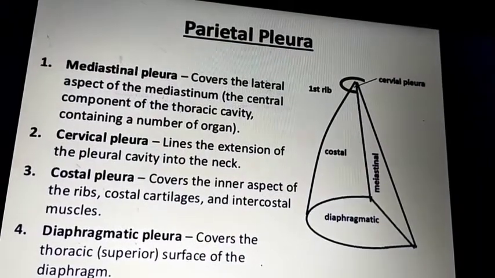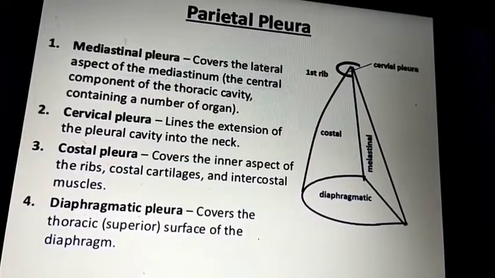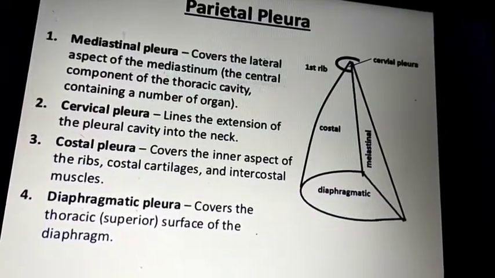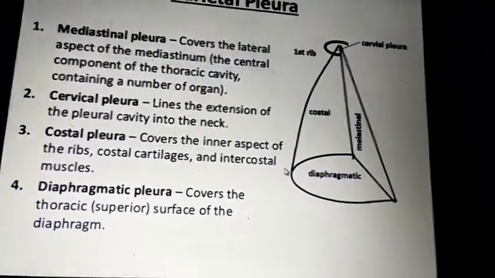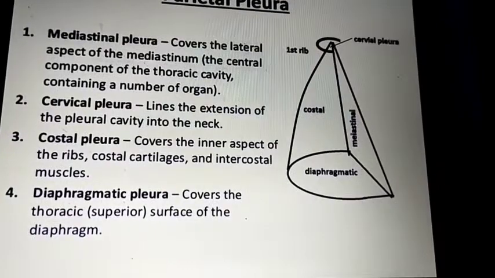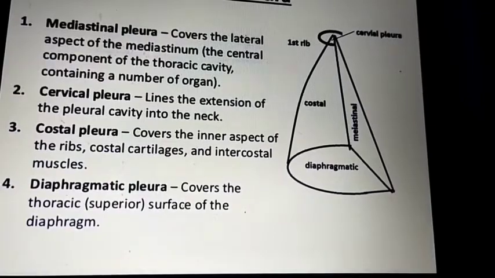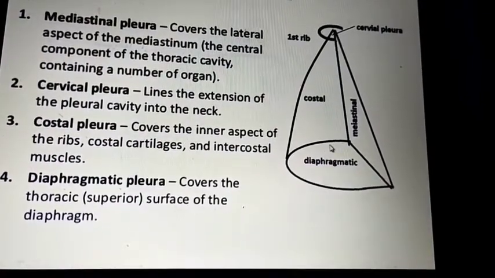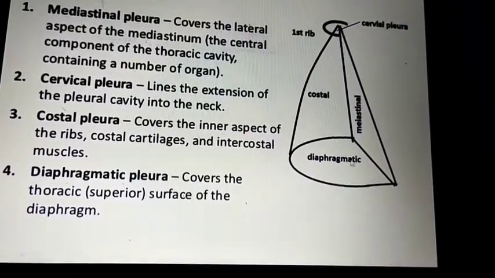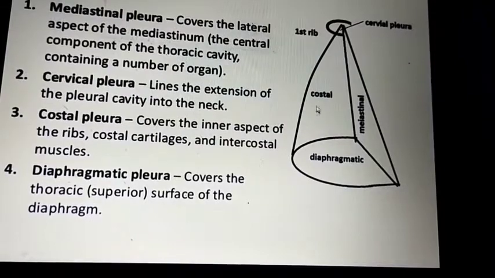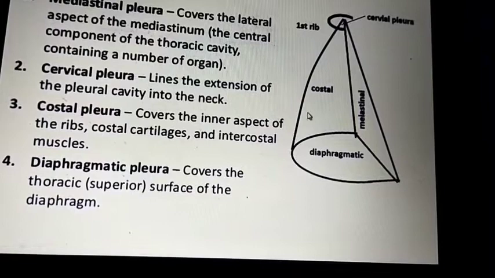Okay, you can see how it is. We can easily understand what is meant by the mediastinal pleura, cervical pleura, costal pleura, and diaphragmatic pleura. Diaphragmatic pleura means this one. This one is the base. It covers the thoracic, or superior surface of the diaphragm. That's why it is called diaphragmatic, since it is situated on and superior to the diaphragm. Costal means it covers the inner aspect of the ribs, costal cartilages, and intercostal muscles.